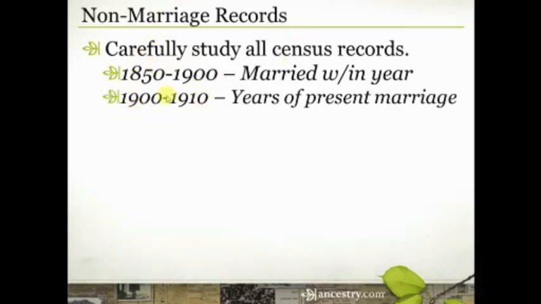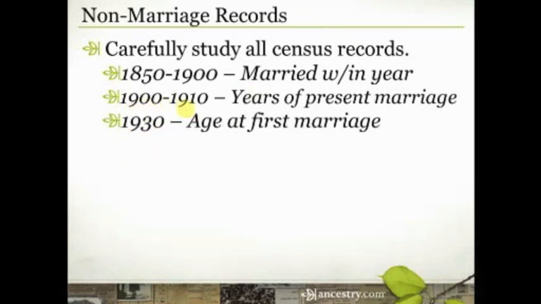And remember, use the information in both censuses. Don't just take one of them. You know, the teenage daughter may have been asked the question in 1900, and then the wife may have answered the census taker's questions in 1910. So sometimes you'll see discrepancies in census records, but that's to help you get close to that date. And then in the 1930 census, the question was refined a little bit, and the question asked was, what was your age when you first got married?